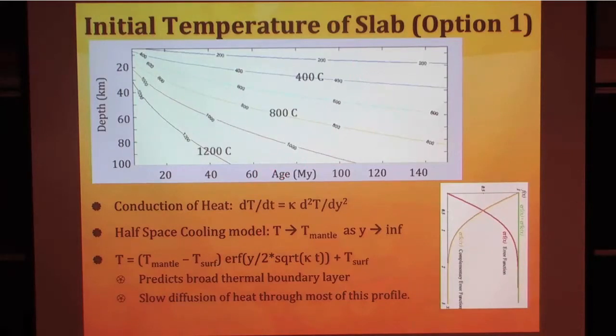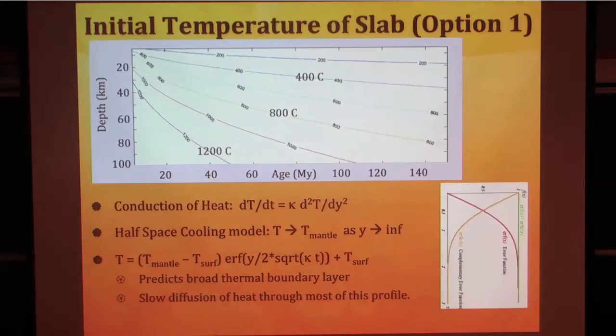So you can use this estimation to determine what is the temperature profile of my plate, which is 80 million years old at this trench. That's my initial thermal profile for the plate as it then turns and goes into the subduction zone. And so that thickness and temperature depends on how old your plate is.